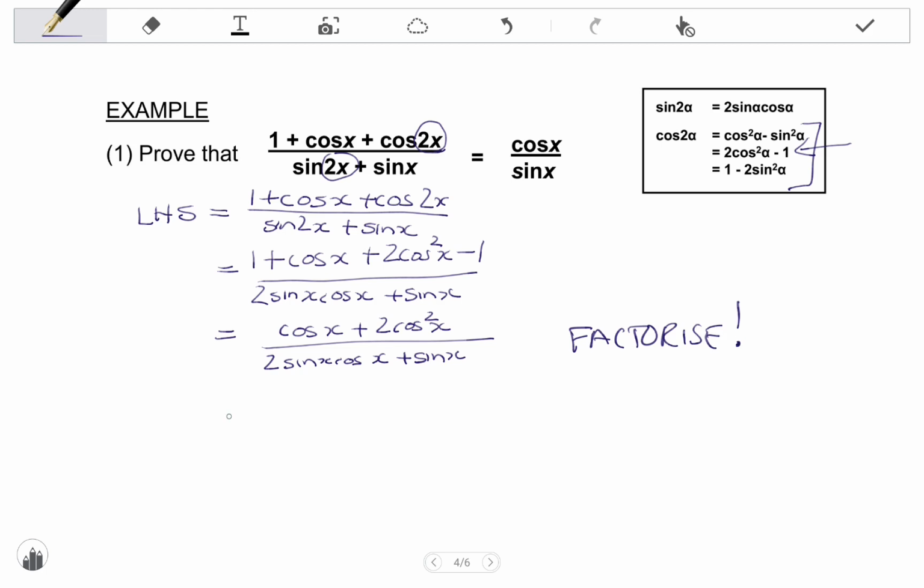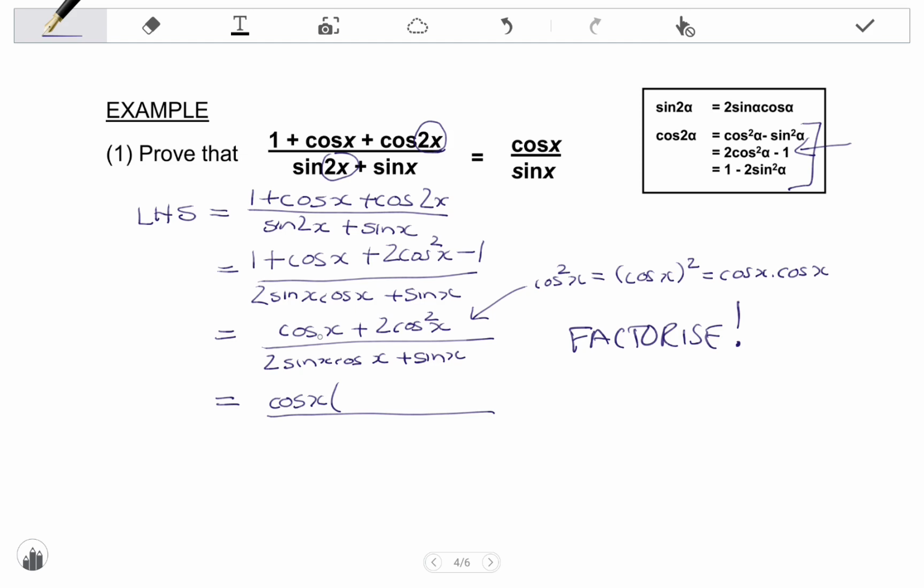Okay, so in the numerator, I have 2 terms, cos x plus 2 cos x all squared. Now, if I look at those 2 terms, the first factorization I'm always interested in is whether there is a common factor. Remember that cos x all squared means cos x times cos x. So the first and the second term have a cos x in common. So I'm going to factorize out the cos x, which is like dividing it from the term.